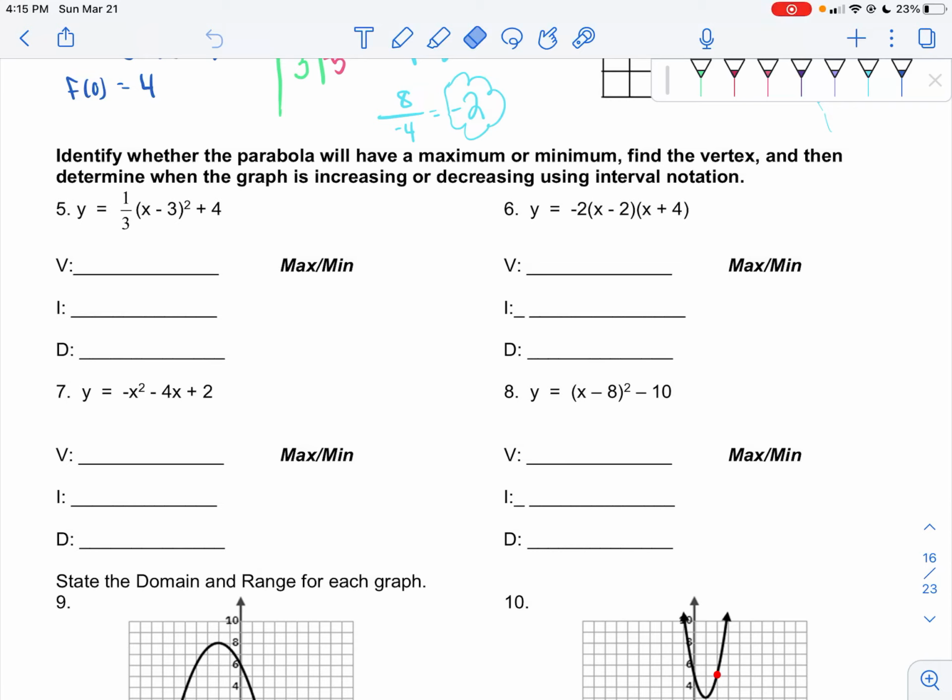Alright, this is the second part of intercept form since the video was getting too long on the first one. So we're going to finish up with talking about these last few problems. So on 5 through 8, we want to figure out if the parabola will have a maximum or minimum, then find the vertex, and then determine when the graph is increasing or decreasing using interval notation.